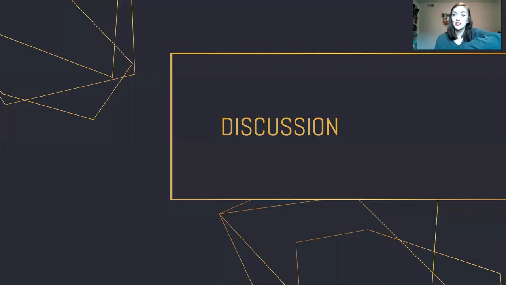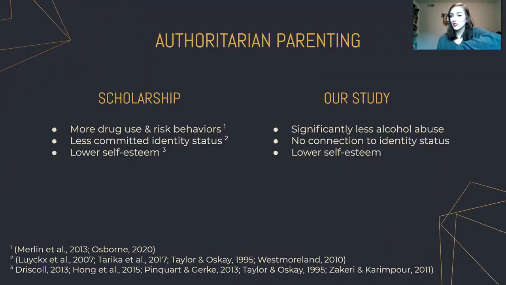Hi, my name is Emma Snyder, and today I'm going to be telling you a little bit about our discussion. So to summarize what we found, for our authoritarian parenting variable, we were expecting to find that there would be more drug use and risk behaviors in the offspring from this form of parenting, because they're typically more controlling in this style.